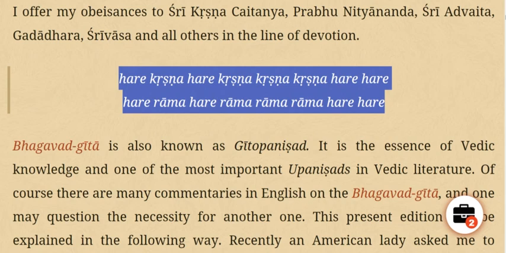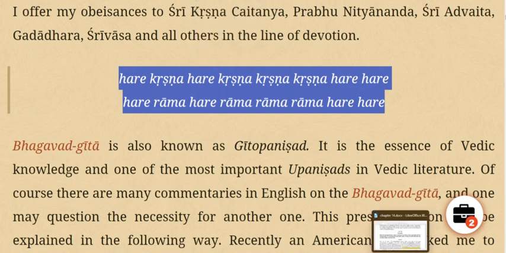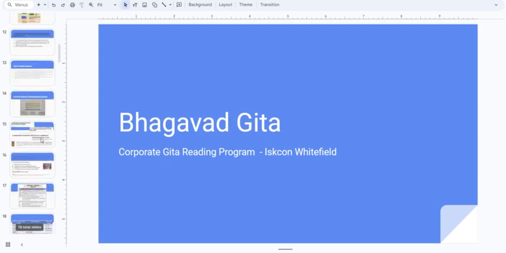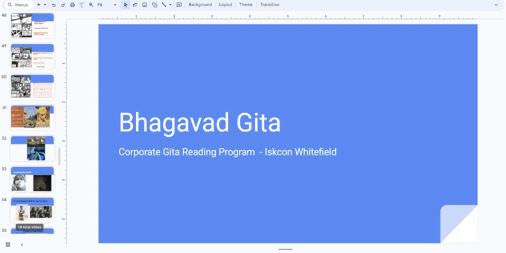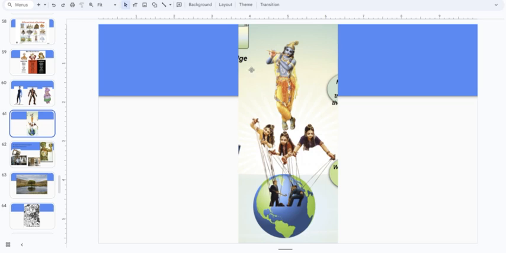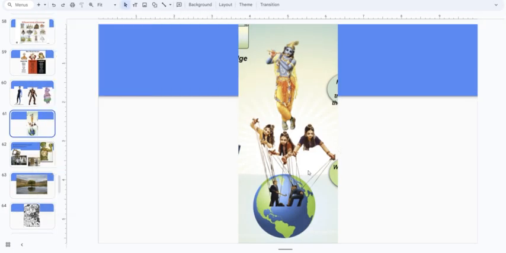So we were in the 14th chapter and we had finished some 19 verses. Today we'll continue with the 20th verse. In this particular chapter the three modes of material nature are described. These are Krishna's energies, Sattvagun, Rajagun, Tamagun, and they basically bind us. Our body is influenced by these three modes: Sattvagun, Rajagun, and Tamagun.